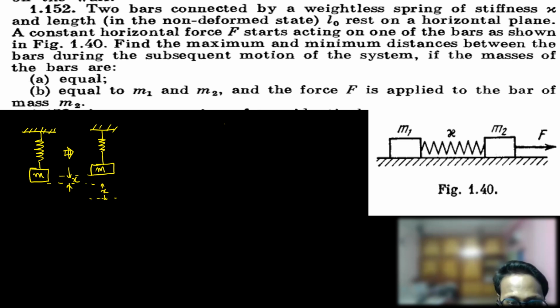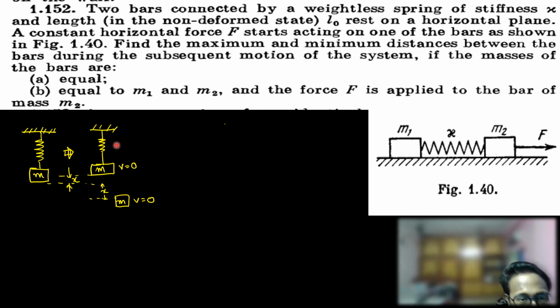What is the velocity out here? The velocity of block M out here is equal to 0. So when the block is at topmost position, the velocity would be 0. Then again it would come down. Out here velocity would be maximum. Again it would come down and velocity would be 0 out here. Then again it would go up. So it would start oscillating.